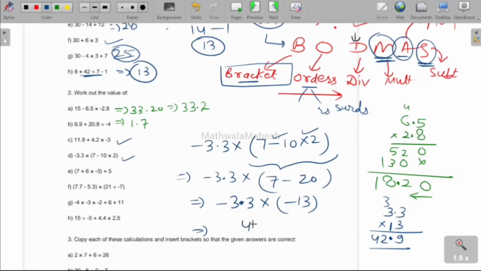So this one is 42.9, and minus into minus is plus. Okay, so the answer is 42.9. This one is 42.9. And this one you do by yourself.